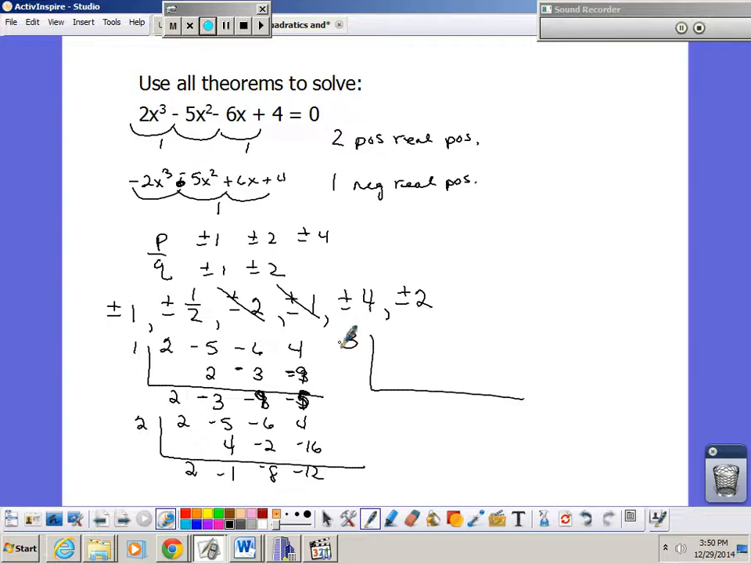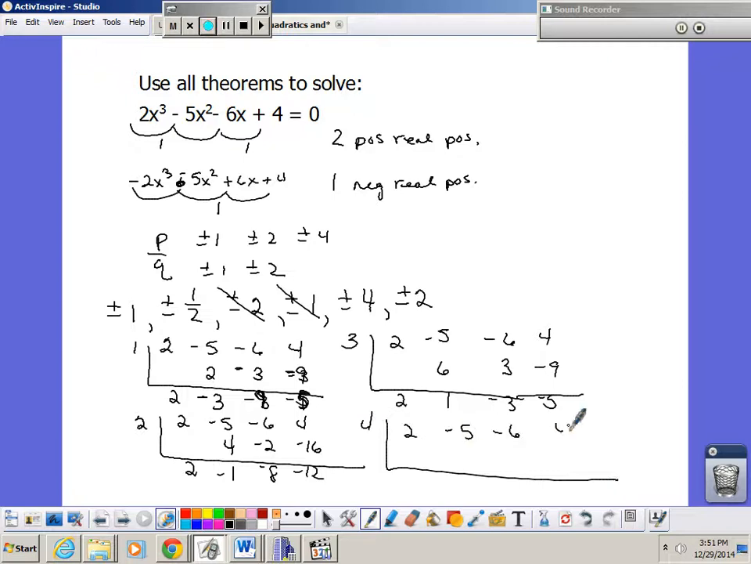3. 2, -5, -6, 4. 2, 6, 1, 3, -3, -9, -5. Blah. 4. 2, 8, 3, 12, 6, 24, 28. Upper bound 4. So I don't have to go any higher than 4. Well, guess what? 4 is my highest one anyway, so it didn't help me a lot there.